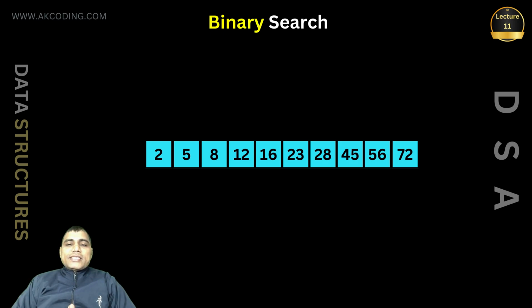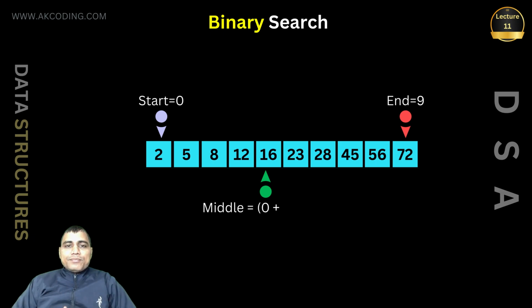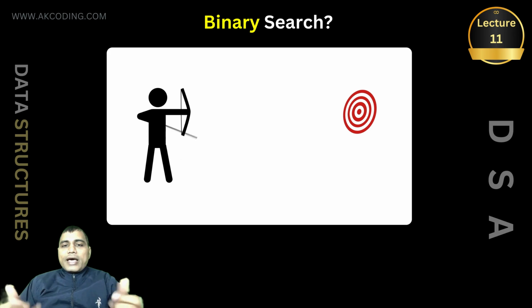Number 1, start with two pointers, one at the beginning and one at the end. Step number 2, find the middle element. Step number 3, if the middle element matches the target value, you are done. Otherwise, decide whether to search left or right and repeat this process until you find your target.